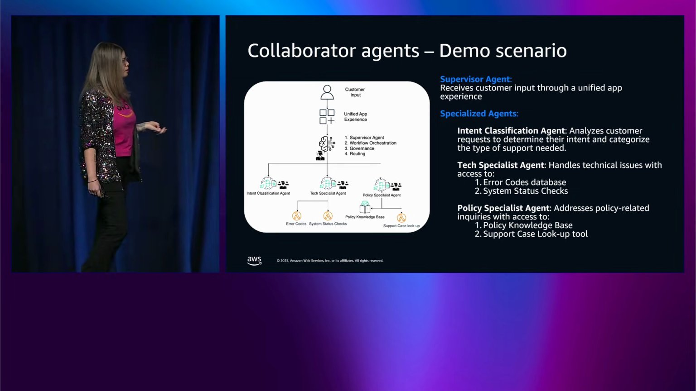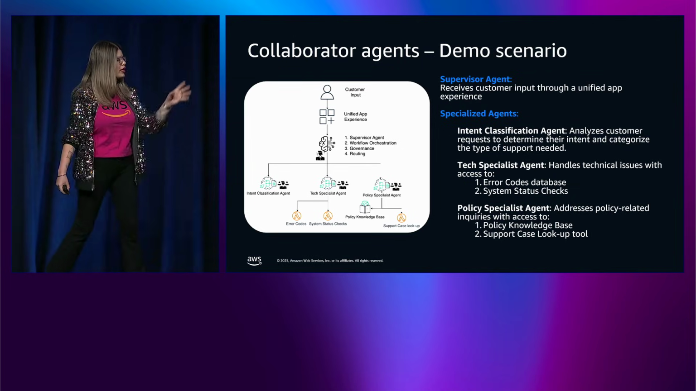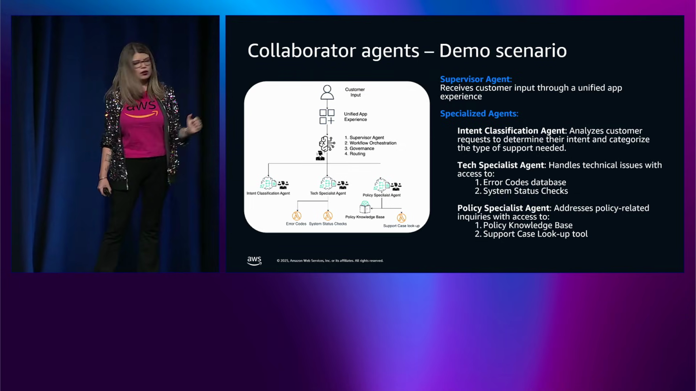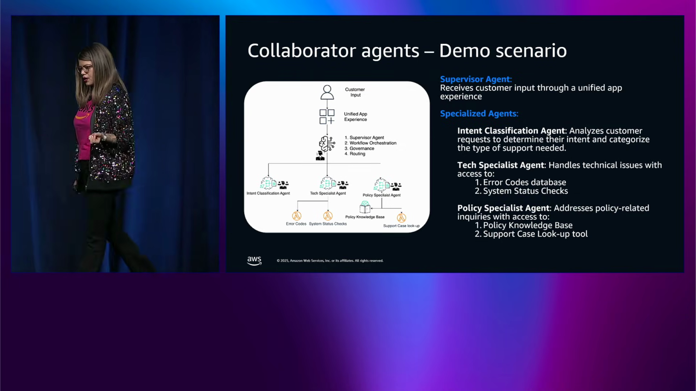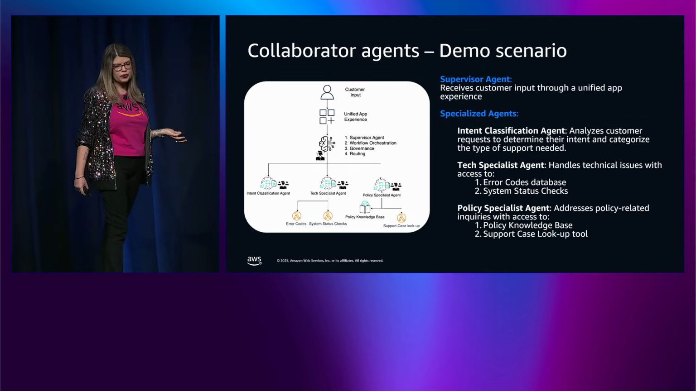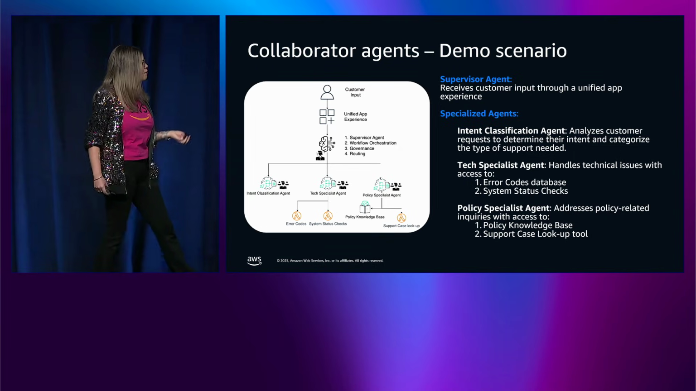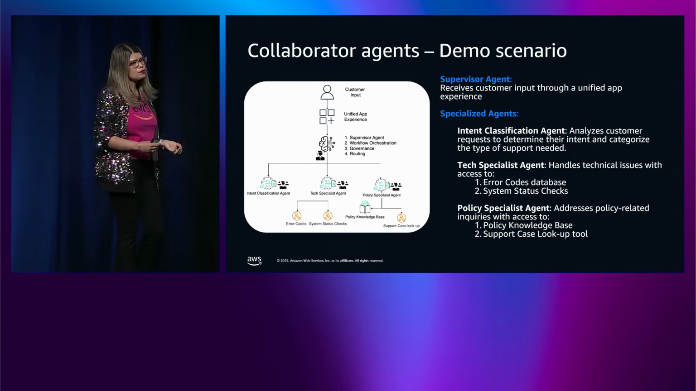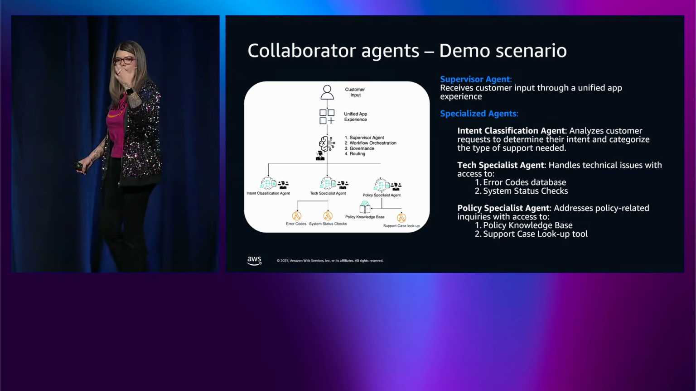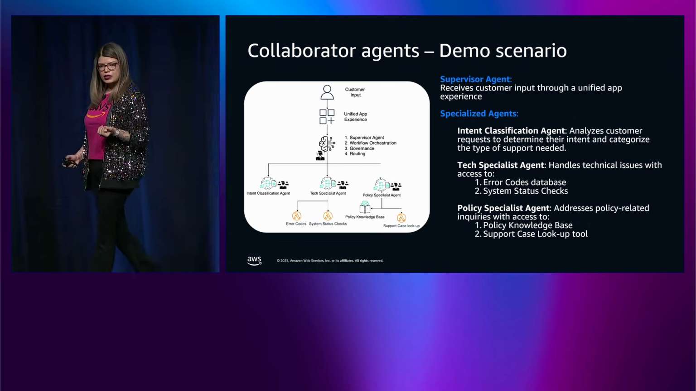And the policy, so we have two elements, right? So the policy, you cannot have the new MacBook because of our current rule. And also we have here the support case lookup, because maybe this support case is already open, is already active, someone is already taking care of this customer's needs.